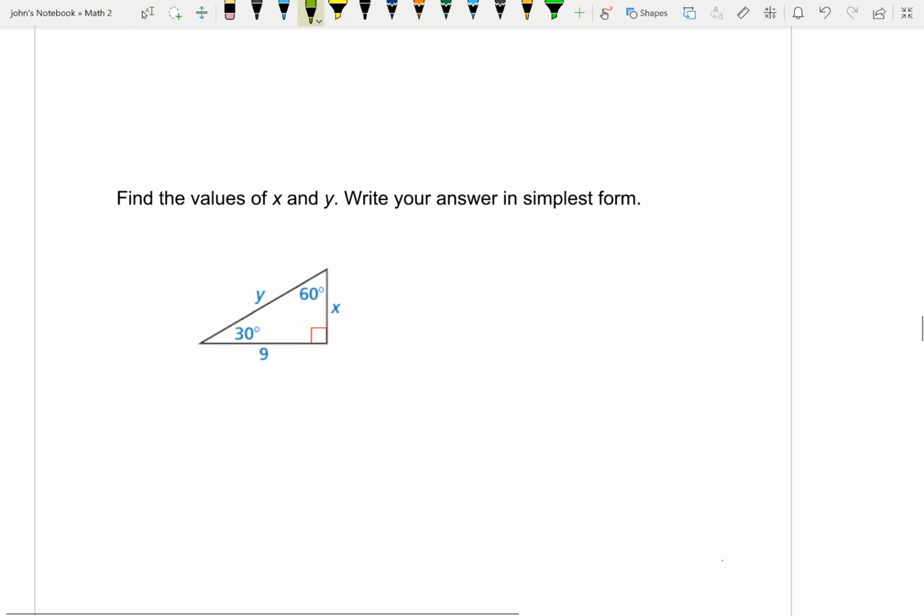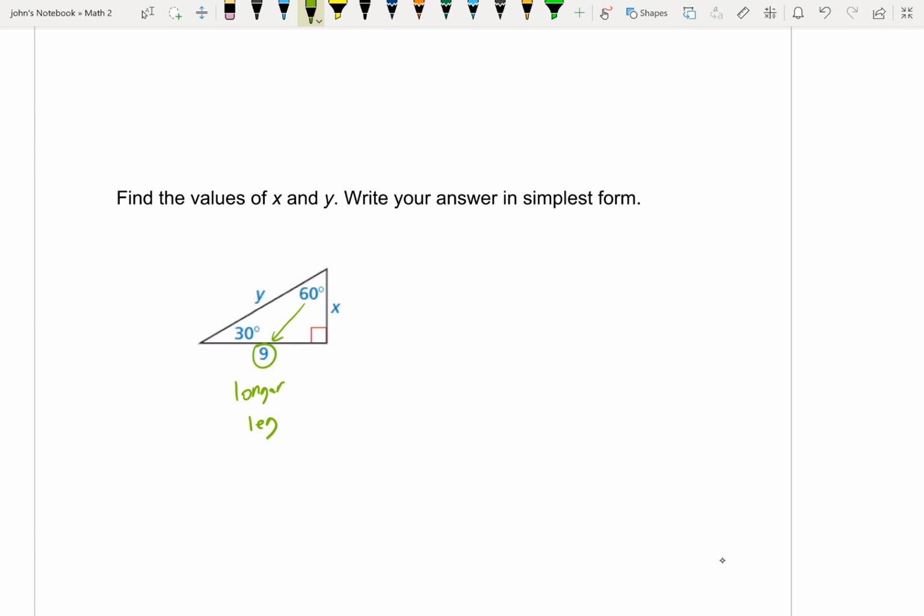So if you look at this one, it says find the values of x and y. Write your answer in simplest form. This is really important. Make sure you identify the side that they gave us. So they gave us the 9, which is opposite that 60-degree angle. That means it's the longer leg. That's what it gave us.